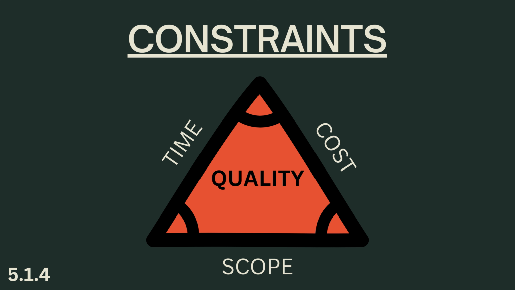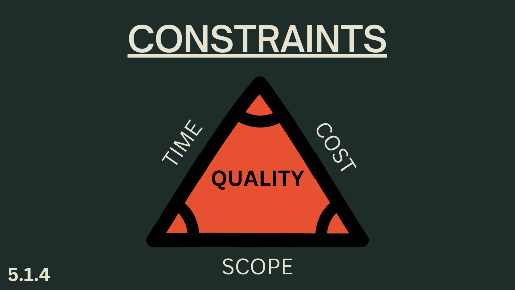Let's look at an example to illustrate this relationship. Imagine you're working on a project to develop a new inventory management system. If the client suddenly requests additional features, increasing the scope, you have three options. Increase the budget to hire more developers, cost. Extend the deadline, time. Reduce the quality of the final product, quality.